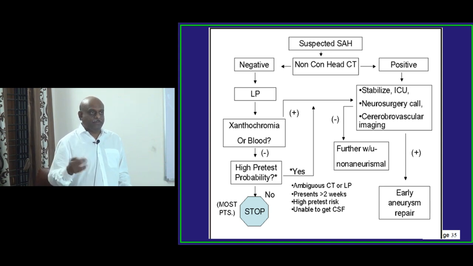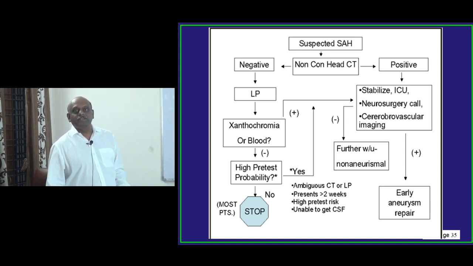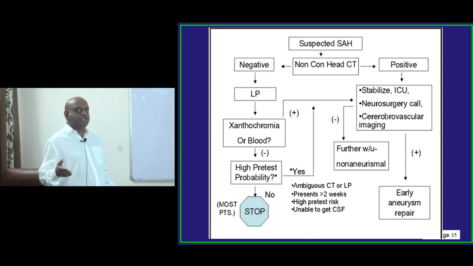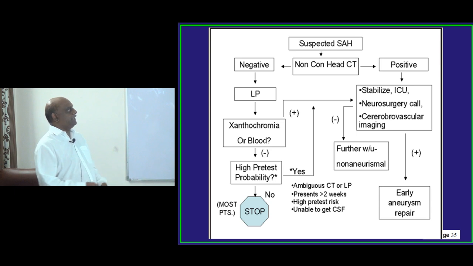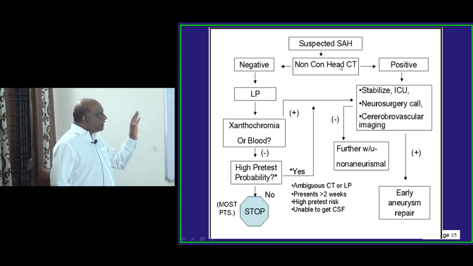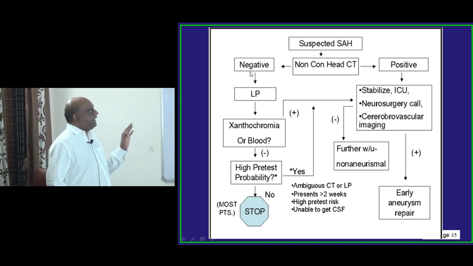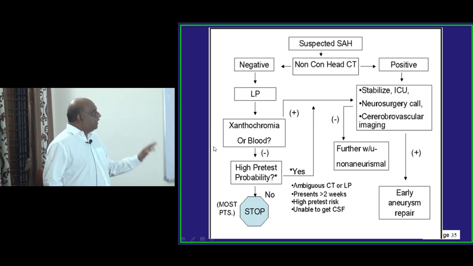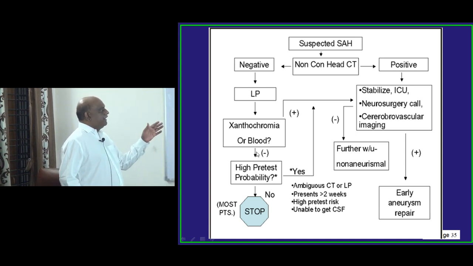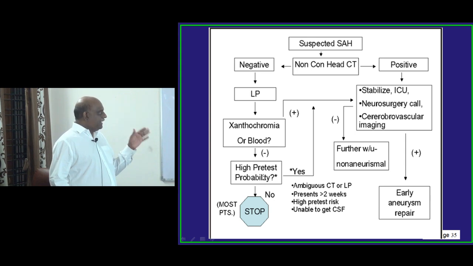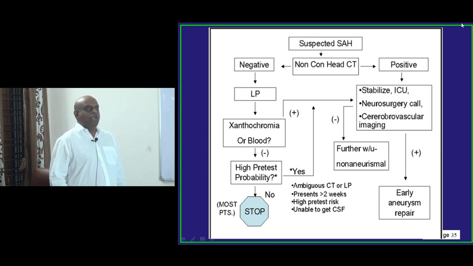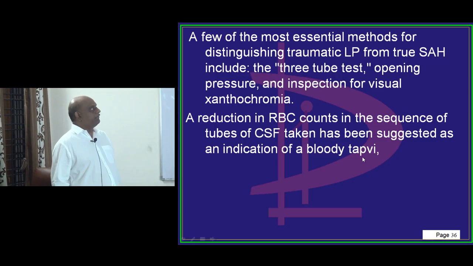But if all the three tubes have got equal number of RBCs, then you call it as blood in CSF because of the subarachnoid hemorrhage. So whenever you are suspecting subarachnoid hemorrhage, get a non-contrast head CT. If it is negative, then you do the lumbar puncture. Look for the xanthochromia or the presence of the blood, and if it is typically there, then you think of the possibility of subarachnoid hemorrhage is what I want to underscore to all of you.